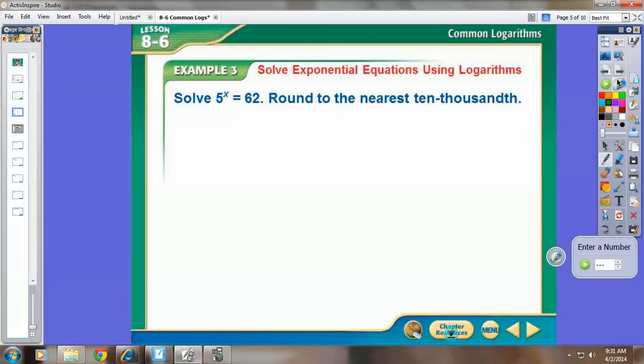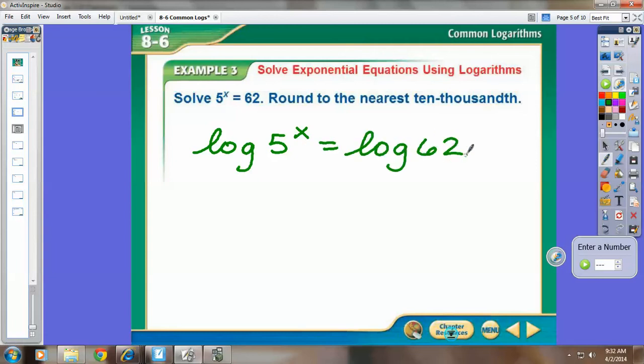So here's what we're going to do. We're going to use common logarithms. What we're going to do is add logarithms to both sides. We're not going to go back to logarithmic form. We're going to add logs to both sides. So literally, I'm going to write this as log of 5 to the x. Now, what is the base here? I'm not writing in a base. What is it understood to be? Base of 10. Equals log of 62.